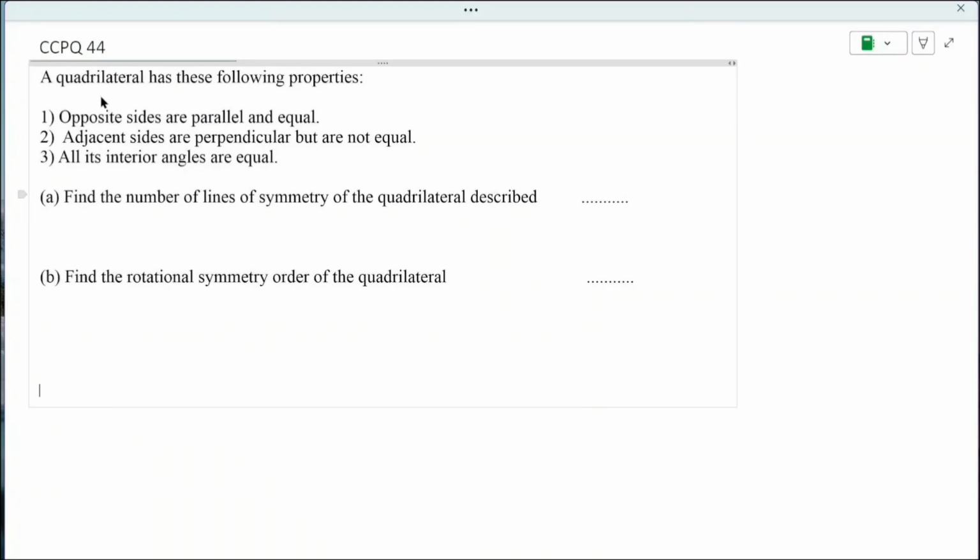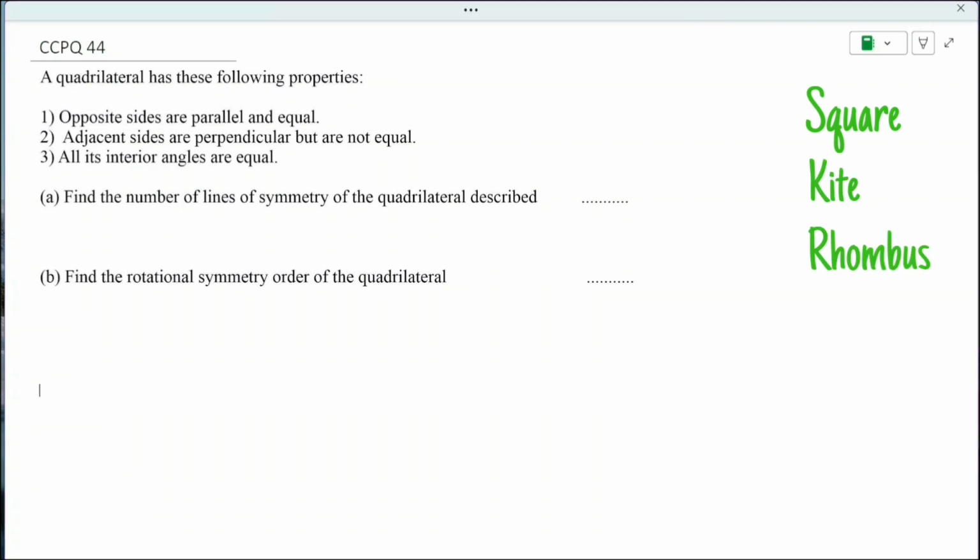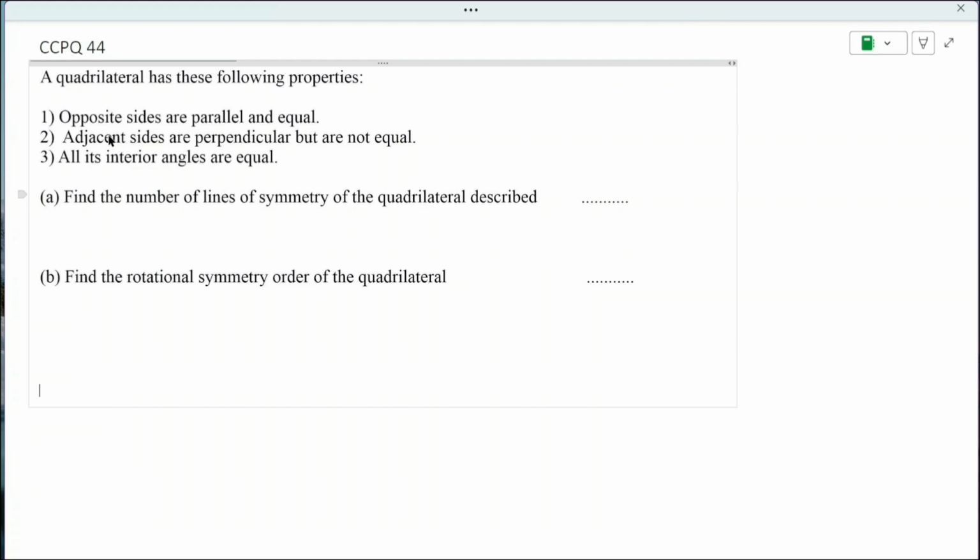Question 44. A quadrilateral has the following properties. First, you should know a quadrilateral is a four-sided plane shape. Examples are a square, a kite, a rhombus, a rectangle, and so on. Hope you understand. The first property says opposite sides are parallel and equal.